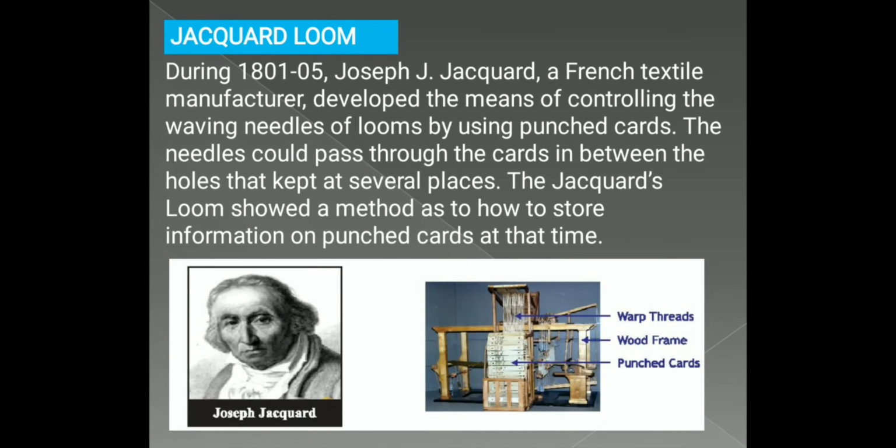Jacquard loom. During the 18th century, Joseph Jacquard, a French textile manufacturer, developed a means of controlling the weaving needle of a loom by using punch cards. The needle could pass through the card where holes were kept at several places. The Jacquard loom shows a method of how to store information on a punch card at that time.